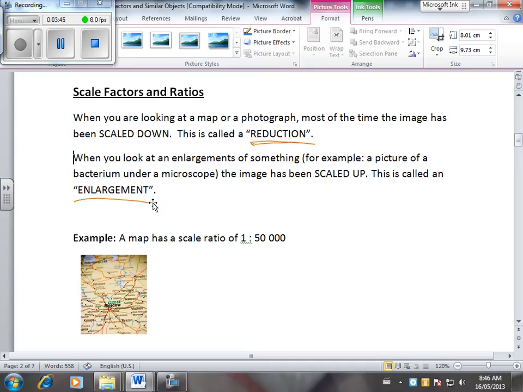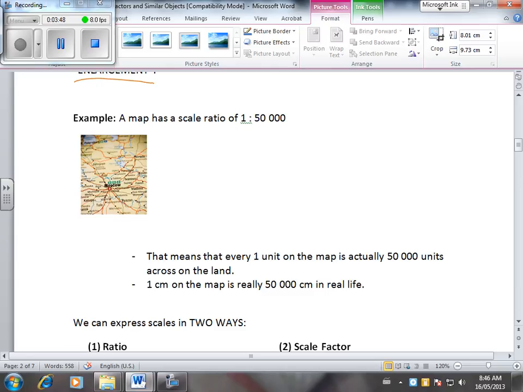So what we always have to do is write out our scale ratio. So in this case, a map has a scale ratio of 1 to 50,000. So our ratio is 1 to 50,000. And this can be any units. Okay, just depends on what you're looking at. So in this case, we're looking at a map. It's probably centimeters, but it depends on what we're looking at. So the ratio does not include the units.